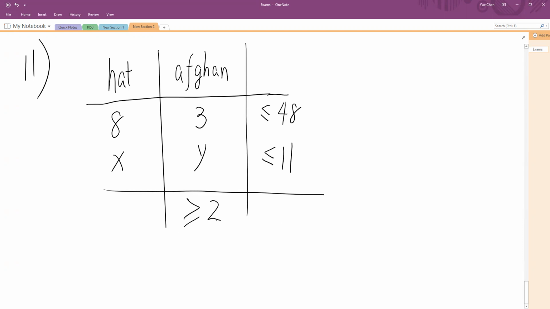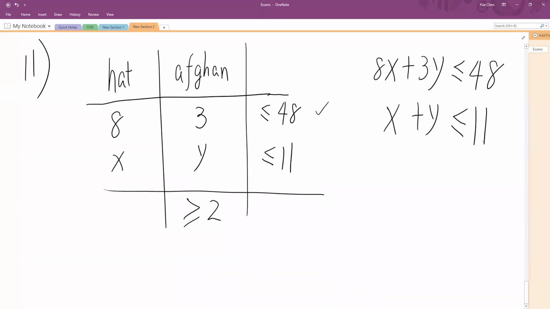Now let's write down the constraints. The first restriction is 8x plus 3y less than or equal to 48. This is one constraint: the total hours should be less than or equal to 48. And the total number: x plus y should be less than or equal to 11.